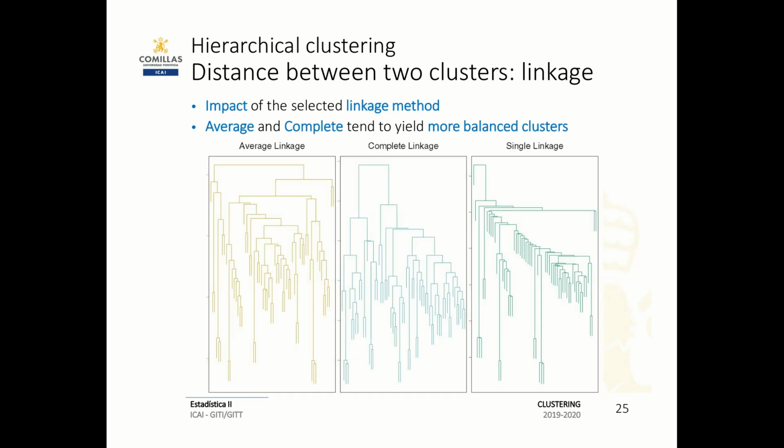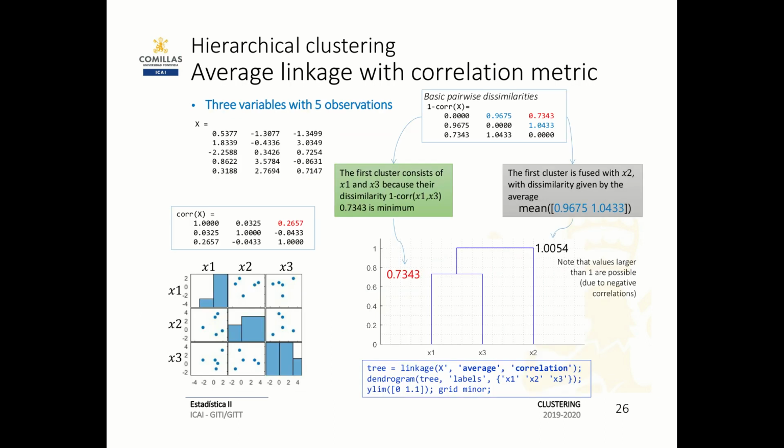Okay, so here we have some examples. Choosing the linkage makes a difference at the level of the final clustering. We see that the trees are different for this input data set. So it really makes a difference, and you have to try several linkages and then choose the one that better fits your need. So let's see how the distance is calculated.